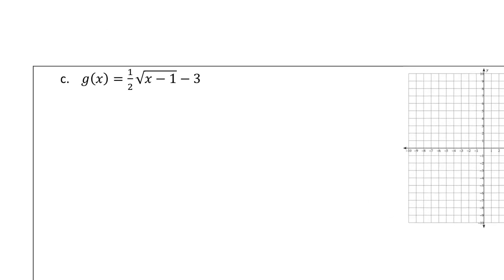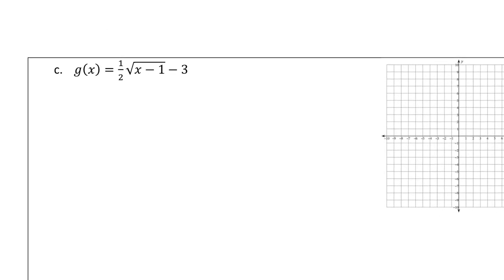Next one, now I have that 1/2 there, right? So let's start with working with the domain. Again, that half would change the compression, but it's not going to change anything on the domain. So my domain is going to be where x minus 1 is greater than or equal to 0. So my domain is x such that x is greater than or equal to 1.